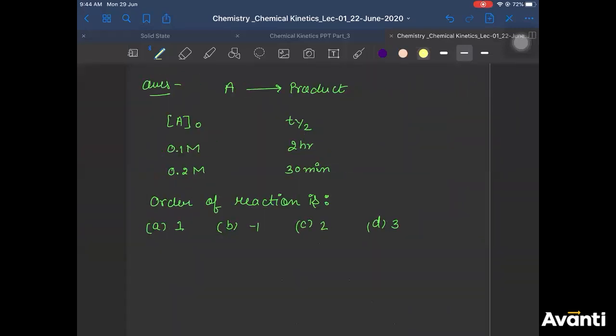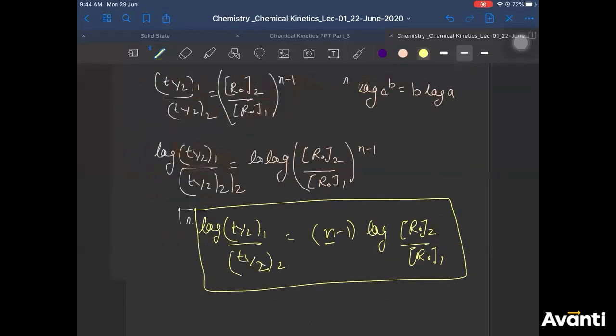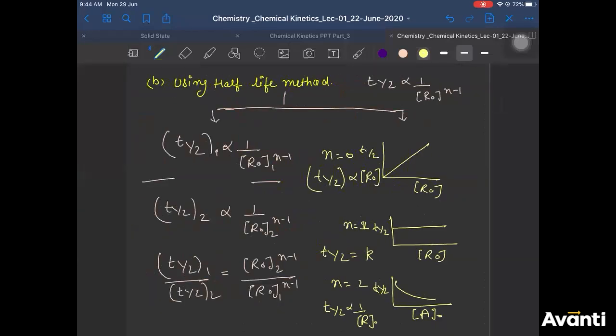This is the data given to you. Explain the third graph. Naren, the third graph is easy, beta. When you put n as 1, n as 2, 2 minus 1 is 1. So your T half will be 1 by R naught. As R naught increases, T half decreases. It will be an inversely proportional graph, Naren.